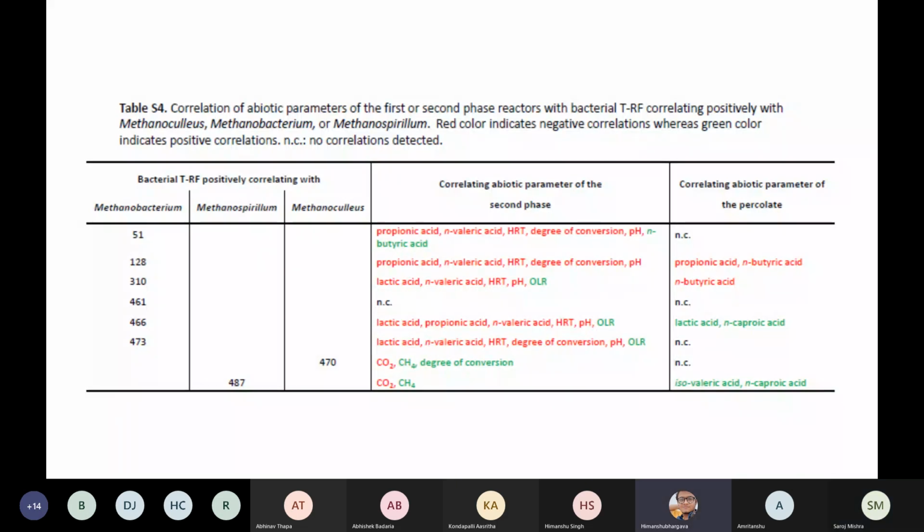Ma'am, based on the data, we can manipulate things like CO2, we can efficiently reduce CO2 so as to grow the Methanobacterium. Absolutely. Yes, absolutely.